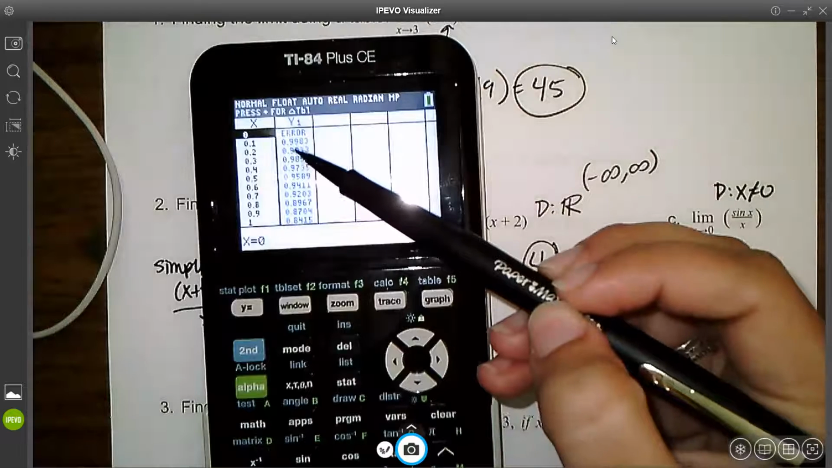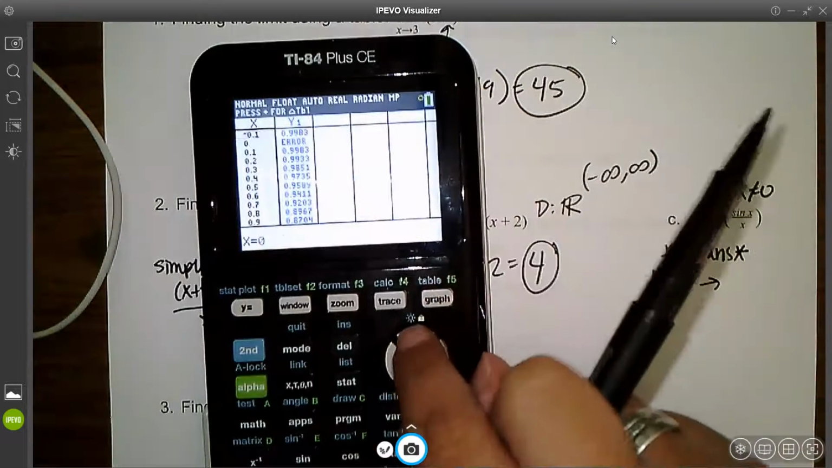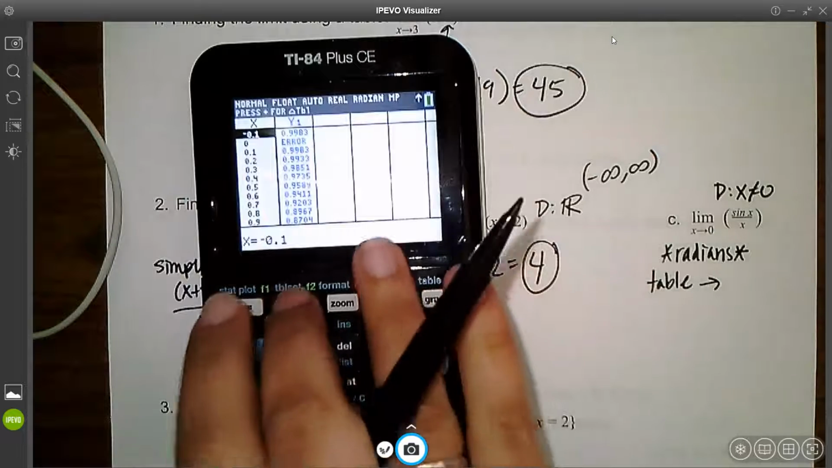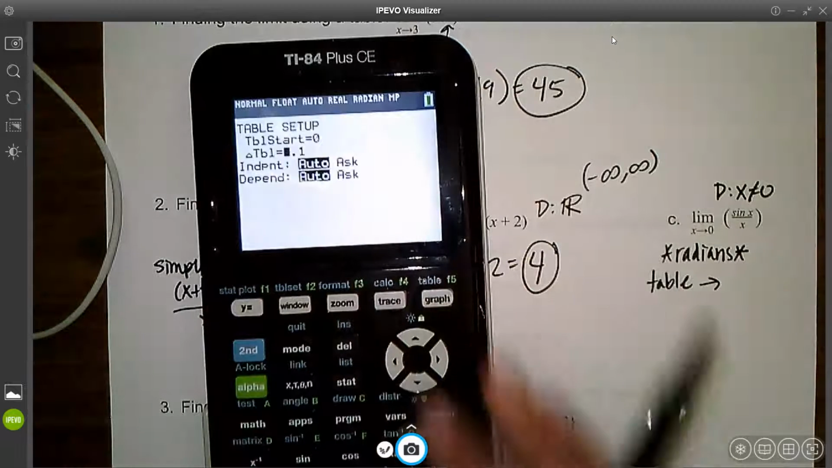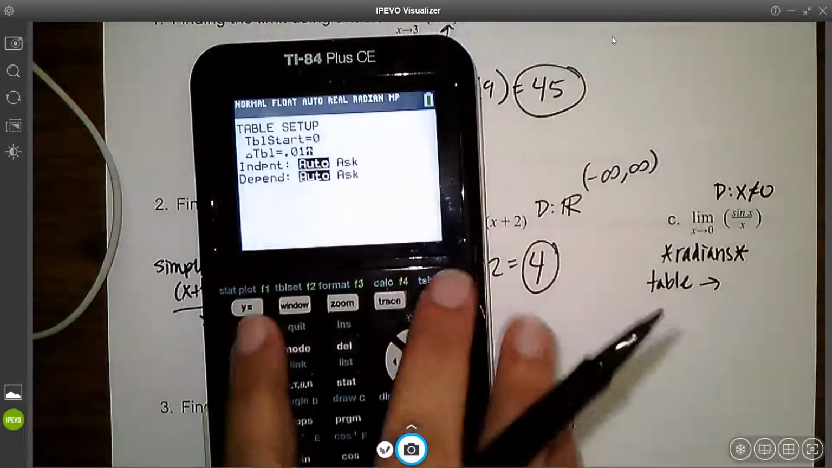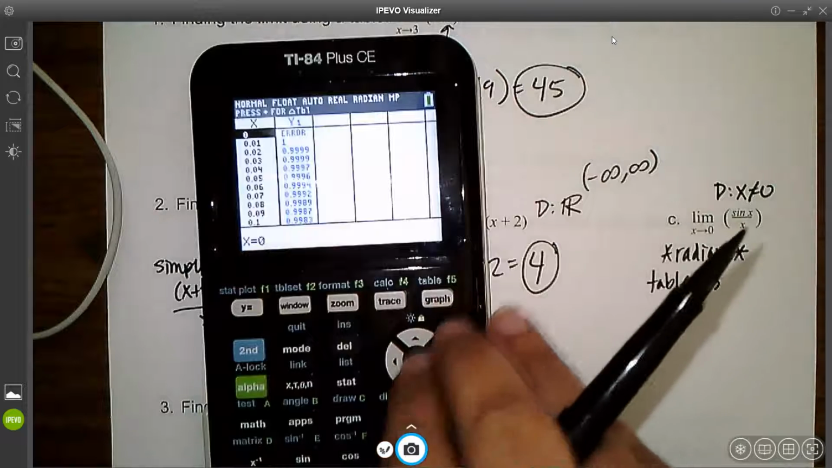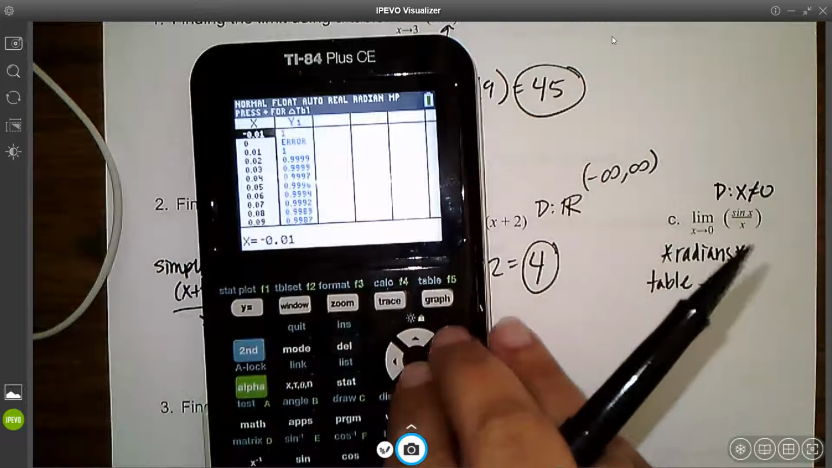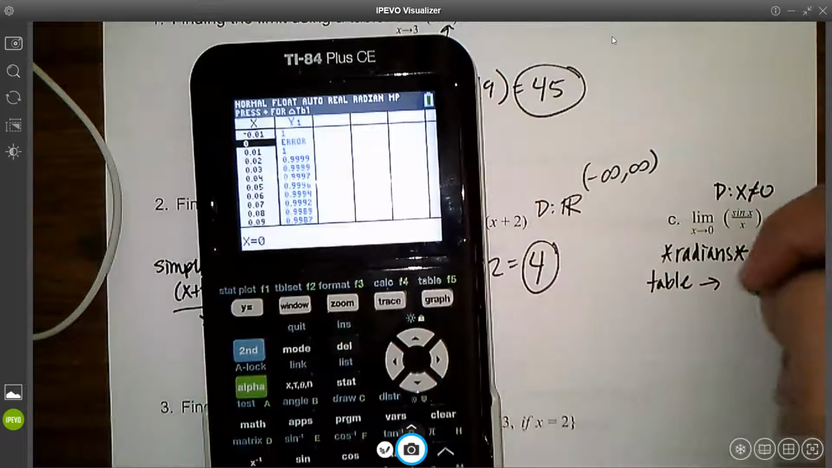So this one, 0.9983. You can adjust that even further. I want it to start at 0 and have it go up by 0.01 to see what it's getting closer and closer to. And hopefully you can see, look at 0.01, it's so close that it says it's 1. So your limit there is going to be 1.